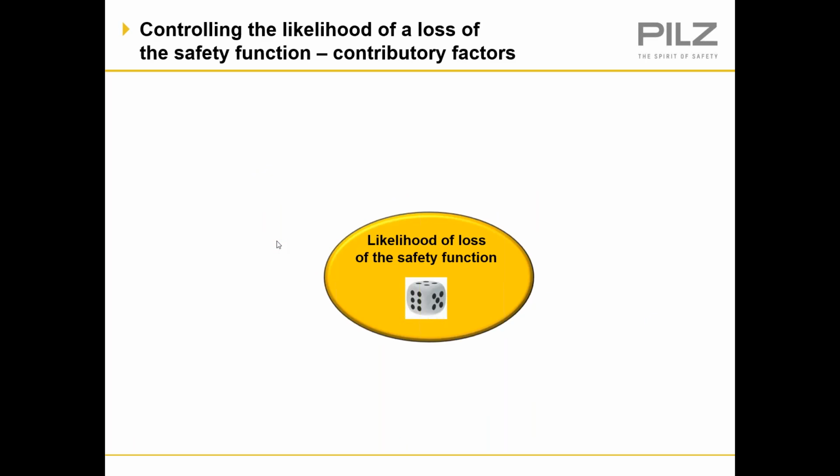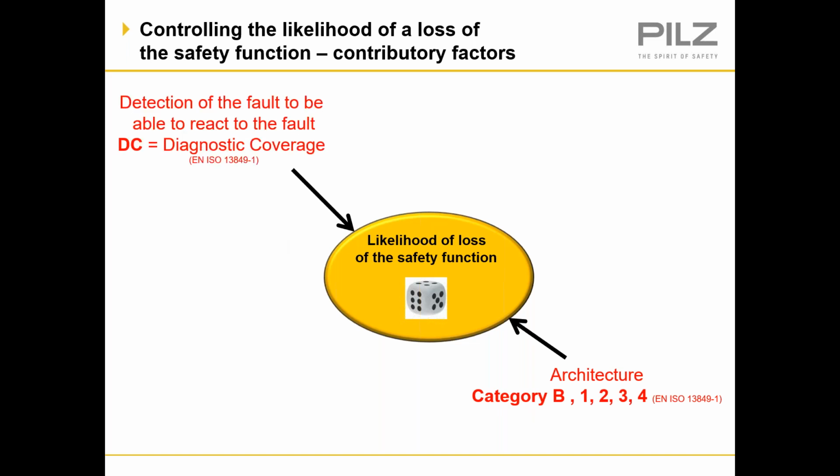So how can we control the likelihood of a loss of the safety function? Well, the likelihood of a loss of a safety function is made up of many contributory factors. So it's a bit like rolling a dice as to which could potentially fail. We have the architecture, which we'll discuss a bit more, which is category B, 1, 2, 3, or 4. We have the detection of the faults to be able to react to the fault, which is the diagnostics coverage.